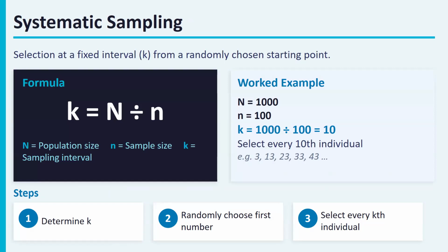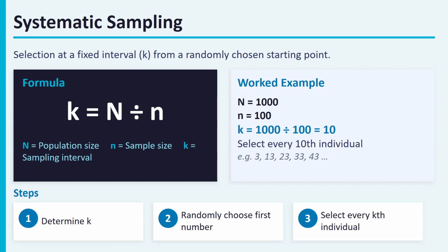Next one is systematic sampling, where selection is at a fixed interval, which is the K point, from a randomly chosen starting point. The formula to calculate K is that we divide capital N by small n, where capital N is the population size, as we talked about, the number of children in whole Lahore, and small n is the sample size, for example, 600 children from among the whole population of children. Then this K will be the sampling interval.